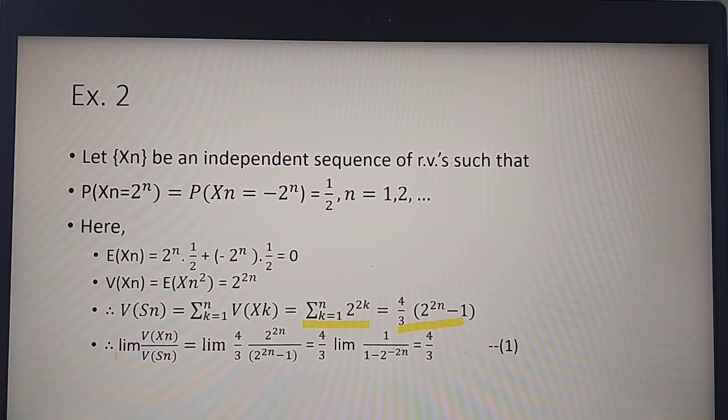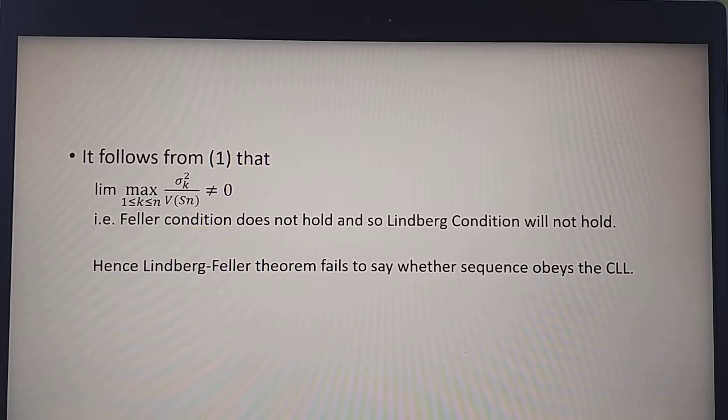So now take the limit of variance of Xn by variance of Sn. Variance of Xn is 2 to the power twice n in the numerator, and variance of Sn is 4 by 3 into 2 to the power twice n minus 1. So you cancel this out, so 1 by 1 minus 2 to the power minus twice n will come, and if you take the limit, then this part will be 0, therefore 4 by 3 will remain. So it follows from equation 1 that the limit of the maximum of variance of Xk by variance of Sn is not equal to 0. That means the Feller condition does not hold, so the Lindeberg condition will not hold.